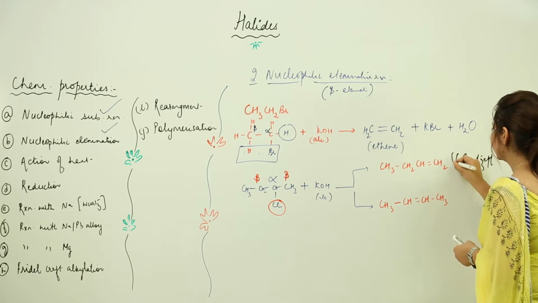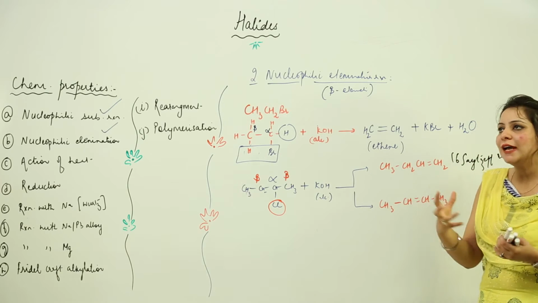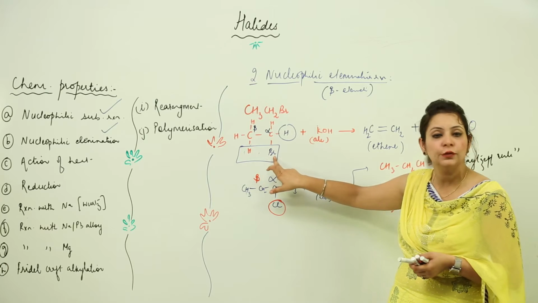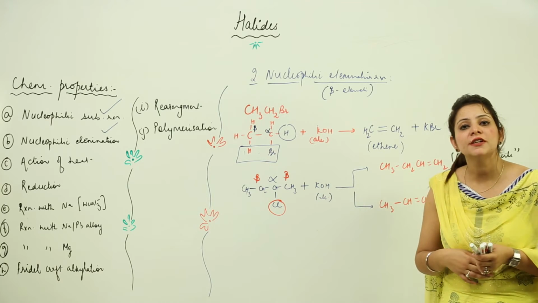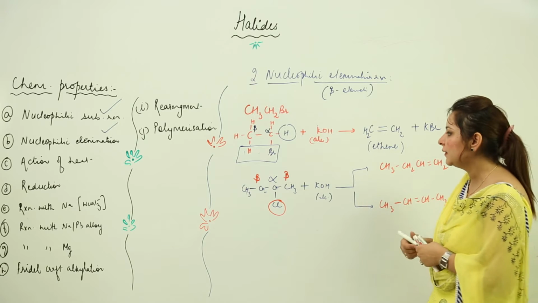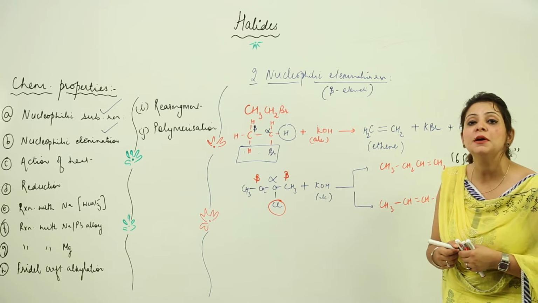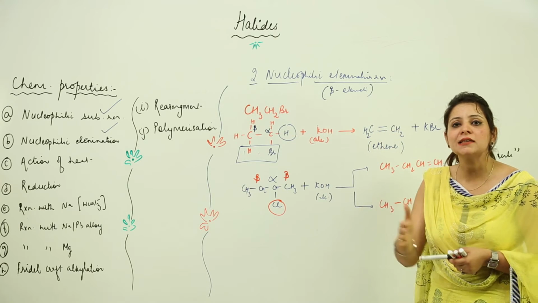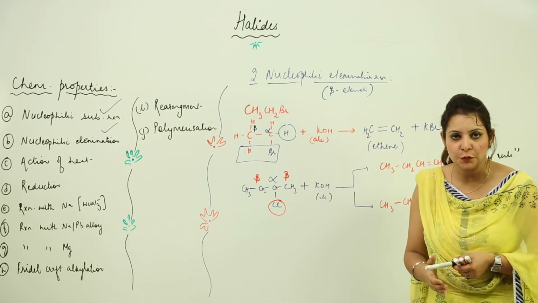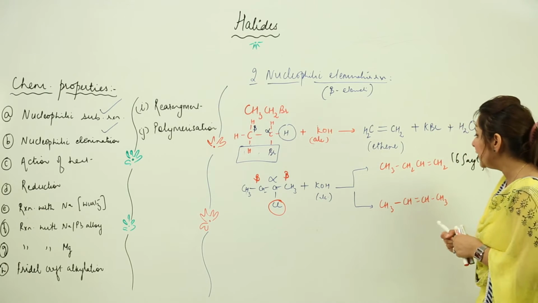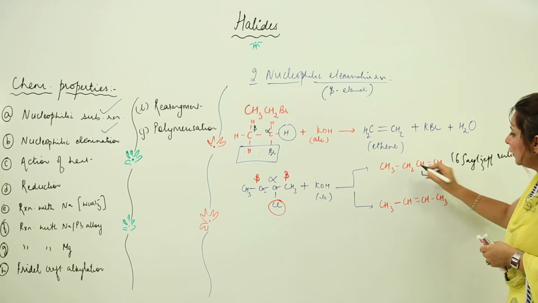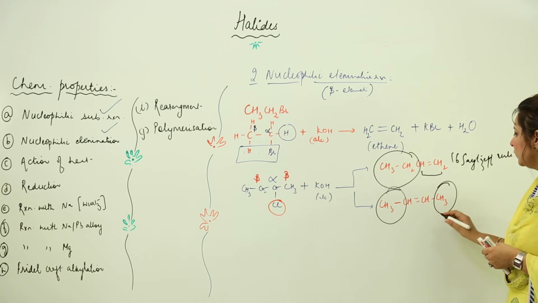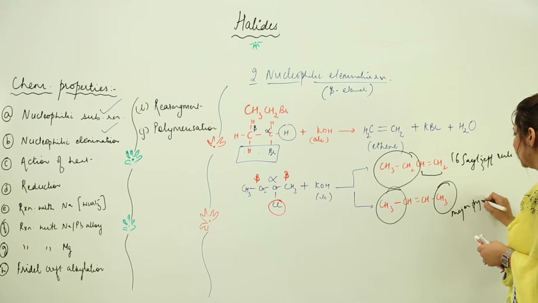What does this rule state? It states that if dehydrohalogenation, because we are removing a hydrogen and also a halogen, is possible in two ways, we select that alkene which is maximum alkylated. I repeat, if dehydrohalogenation can occur in two ways, that alkene is the major product which is maximum alkylated. In this case, this alkene is surrounded by only one alkyl group, but in this case it is surrounded by two alkyl groups. So this will be the major product.